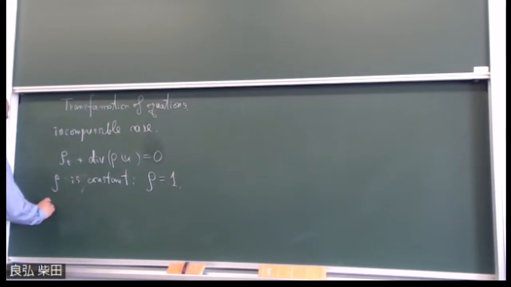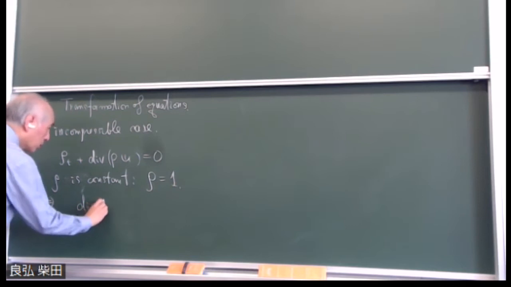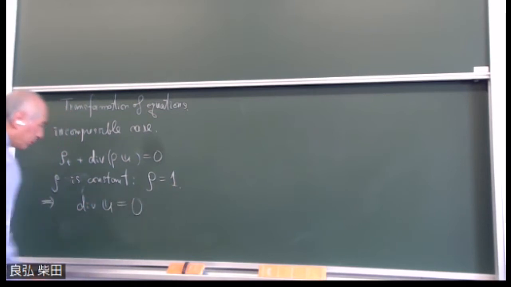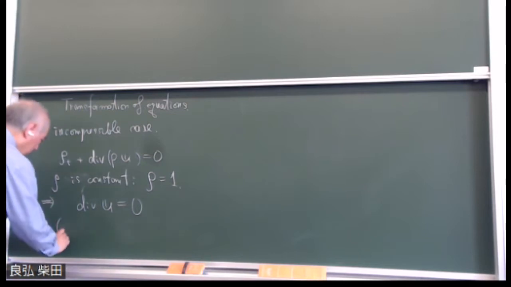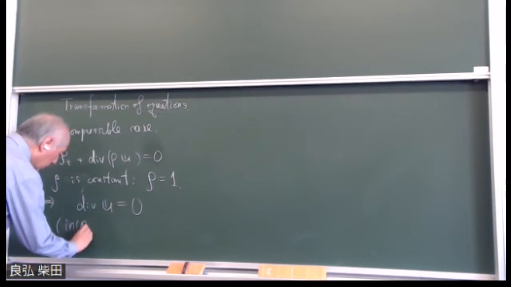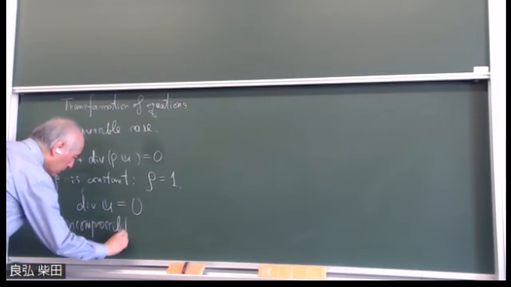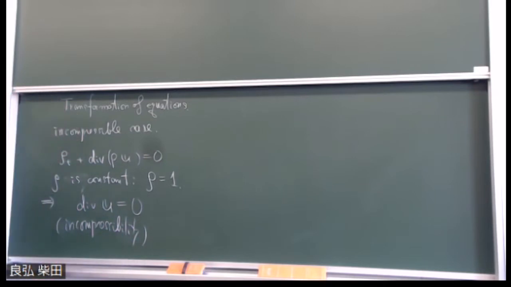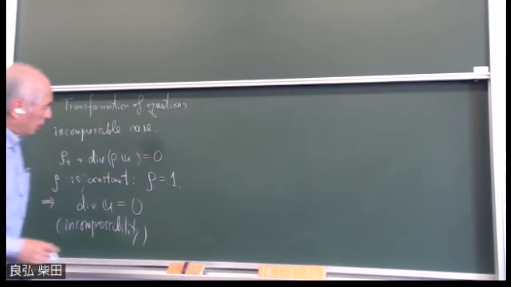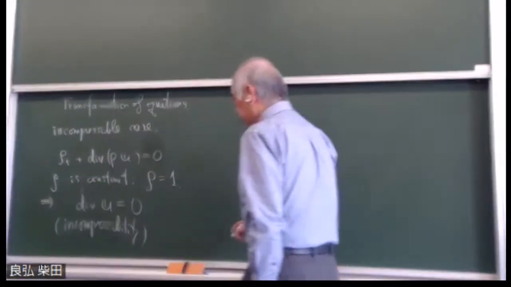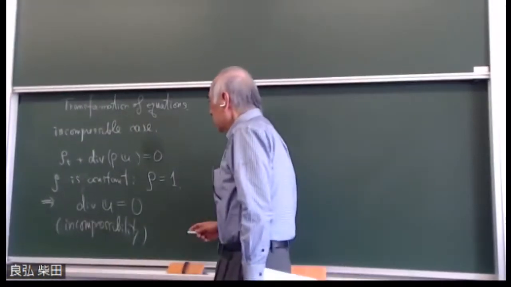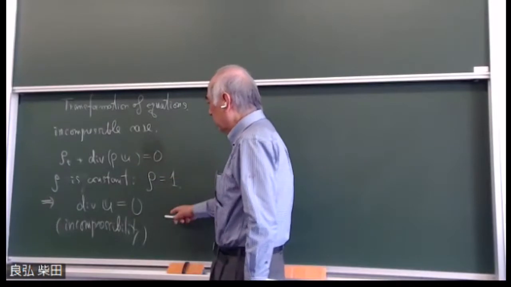Then what we have from this is divergence of U equals 0. So it is incompressibility. Namely, the volume is conserved. So this is incompressibility.